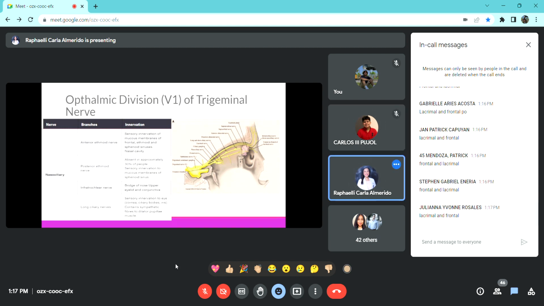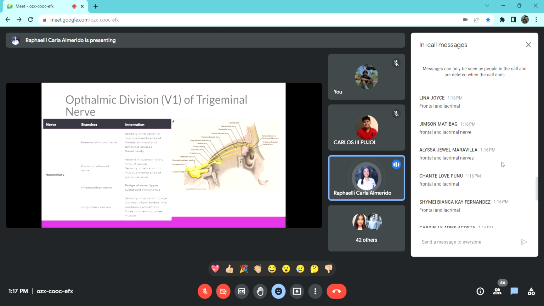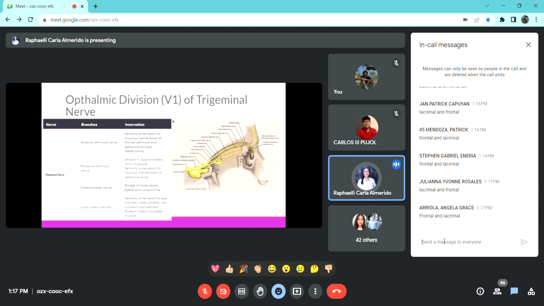Okay, chat box na. Frontal and lacrimal nerves. Correct. So, the other branches are the frontal, lacrimal, then the nasociliary. What is the smallest among the three? Unmute na lang pero fast na. The smallest is the lacrimal. Okay.